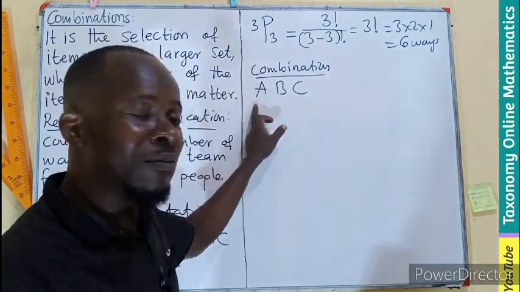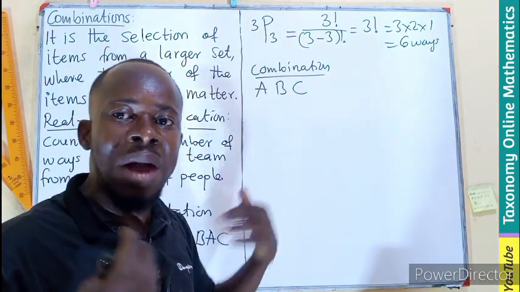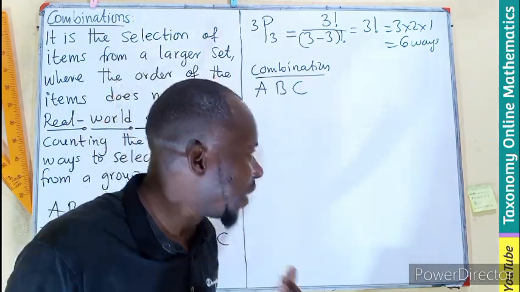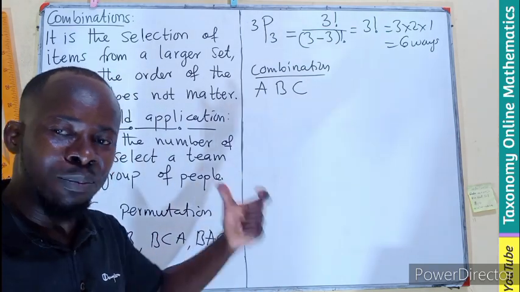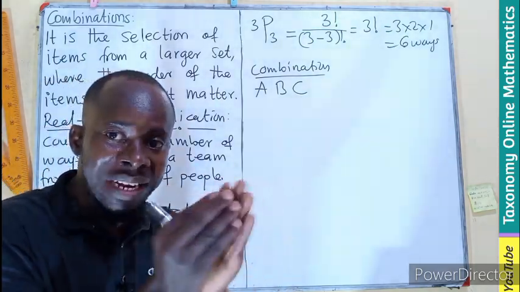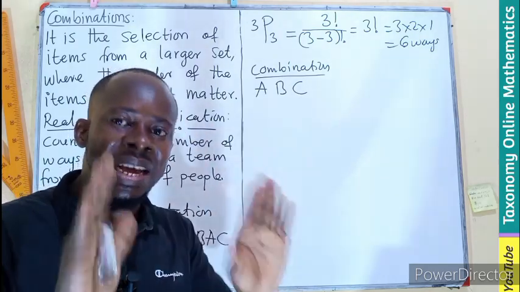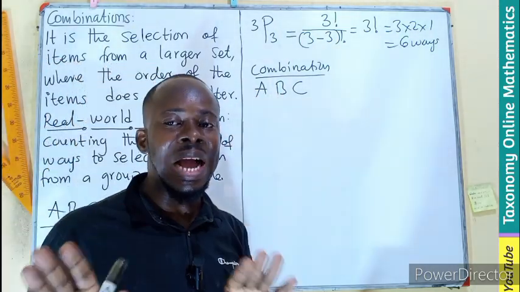So I'm having A first, B second, and C. At the end of it all, I am having A, B, C. If I went and picked C first, picked B, and picked A, at the end of it all, how many combinations of the three letters am I having? I still have A, B, C. So this is the only one combination we can get.